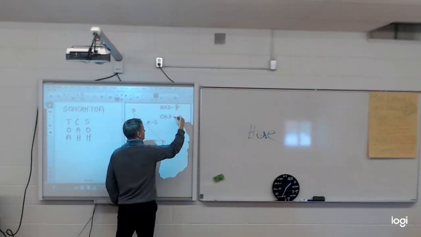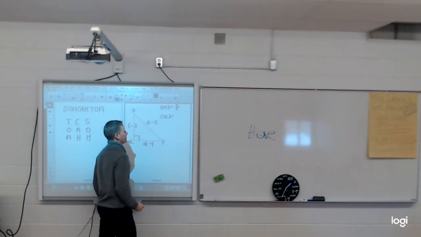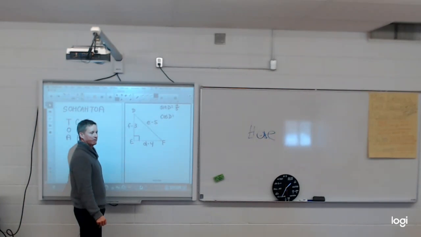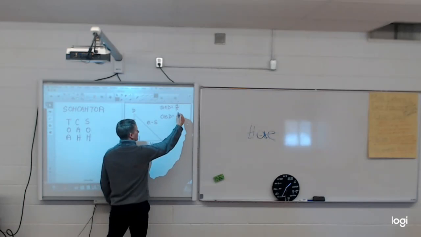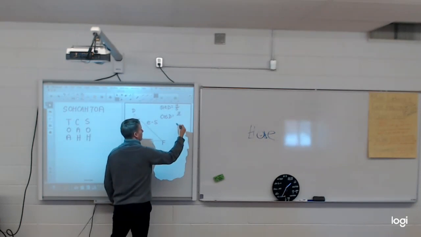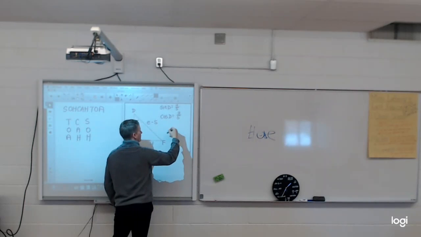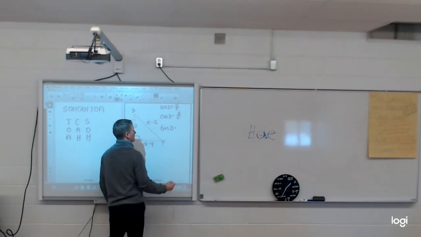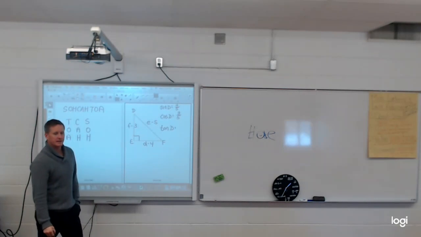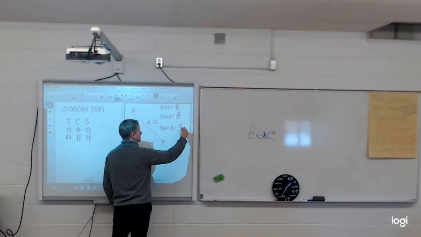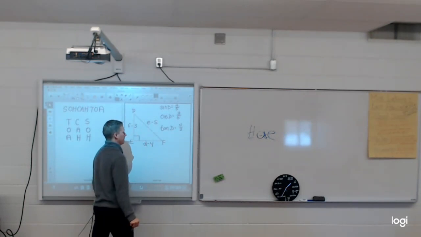Cos D. What's the side adjacent to angle D? F, which is 3, over my hypotenuse, which is 5. And then tan D. The opposite side is 4, over my adjacent side, which is 3.